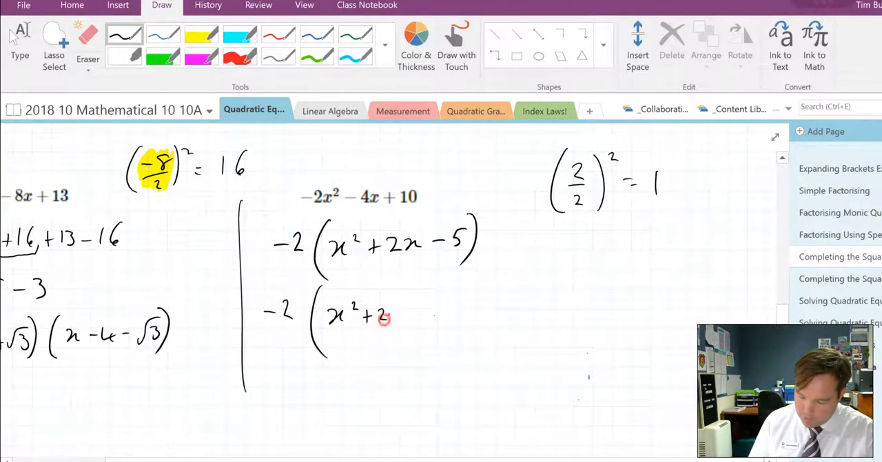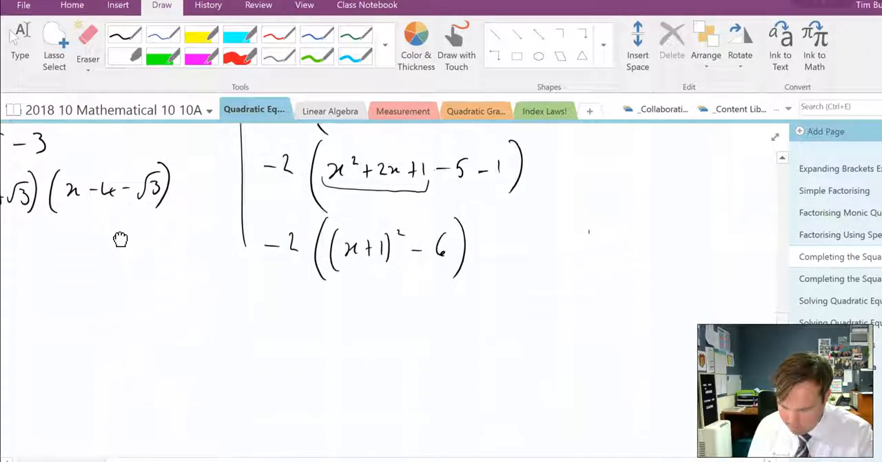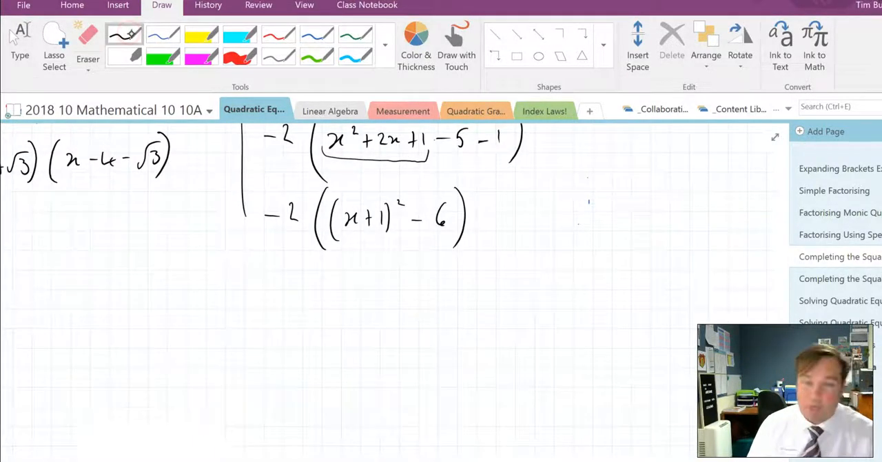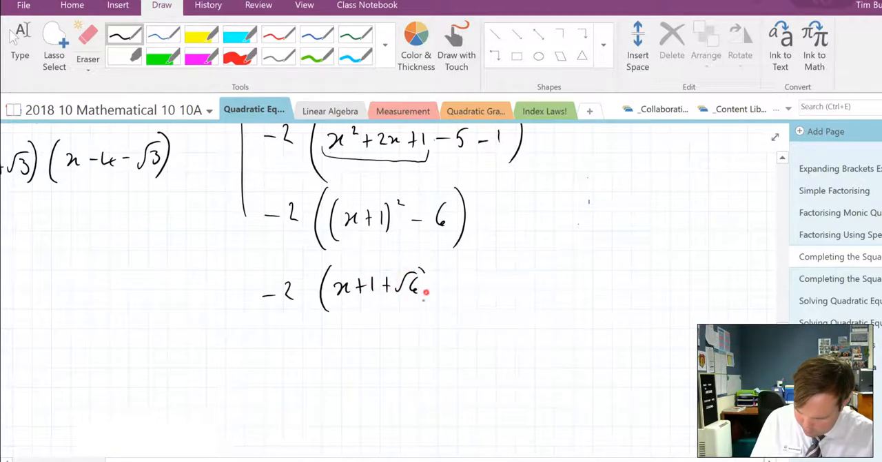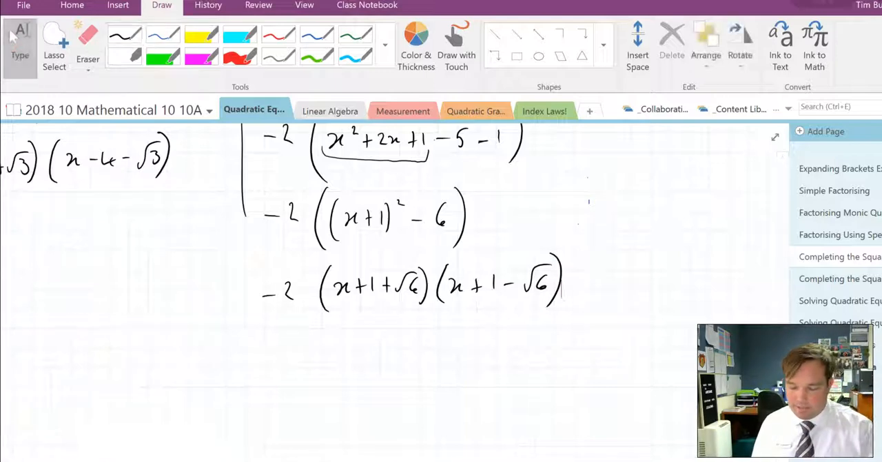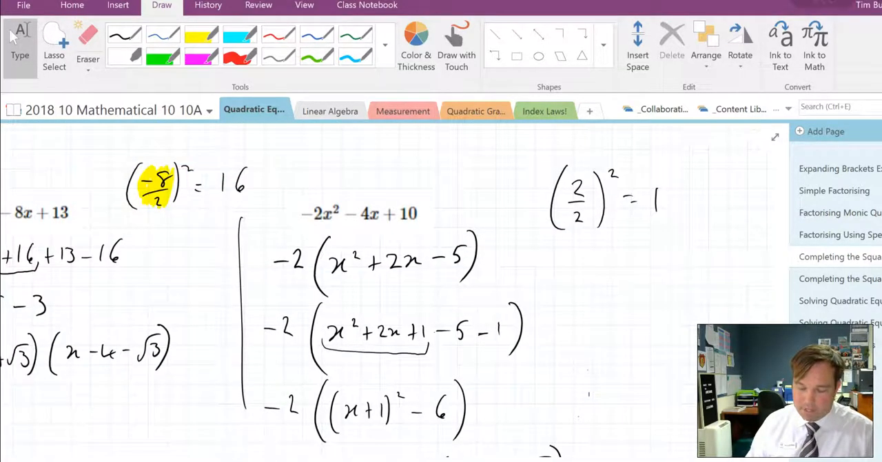x squared plus 2x, add the 1 on, and remember to take it off at the end. Minus 2. This here then becomes a perfect square: x plus 1 all squared minus 6. Keep going, leaving the 2 out there, and factorise that middle bit. Minus 2, x plus 1 plus root 6, x plus 1 take root 6. And that's it factorised. If you're really up for a challenge, you can multiply that back out and make sure we head back up to where we were beginning with.